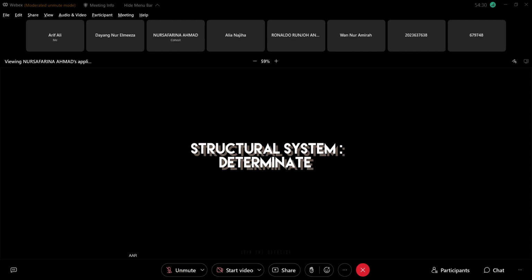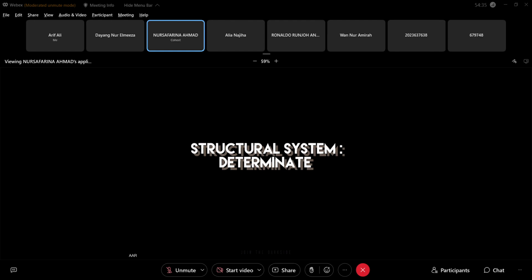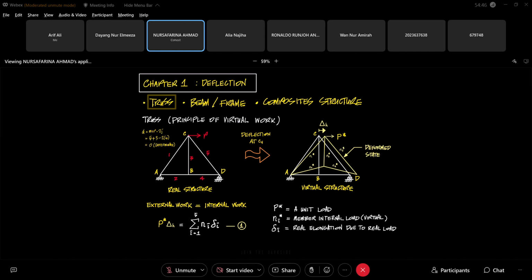Okay, let me start our structural system, which is determinate. Okay, so the topic 1, chapter 1, we cover determinate as I mentioned yesterday. All right, so the topic 1, basically, we want to identify the deflection of the structure based on using direct equilibrium equation. But here, we can identify the deflection by using virtual work. How, okay, how we want to use the virtual work.